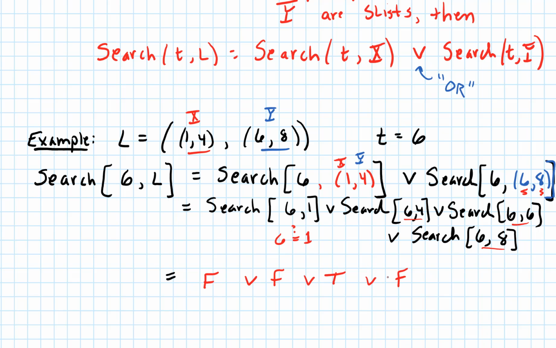But anytime we've got one true component in a disjunction, the whole statement is going to be true, so this turns out to be true. So we search this list using the search algorithm.